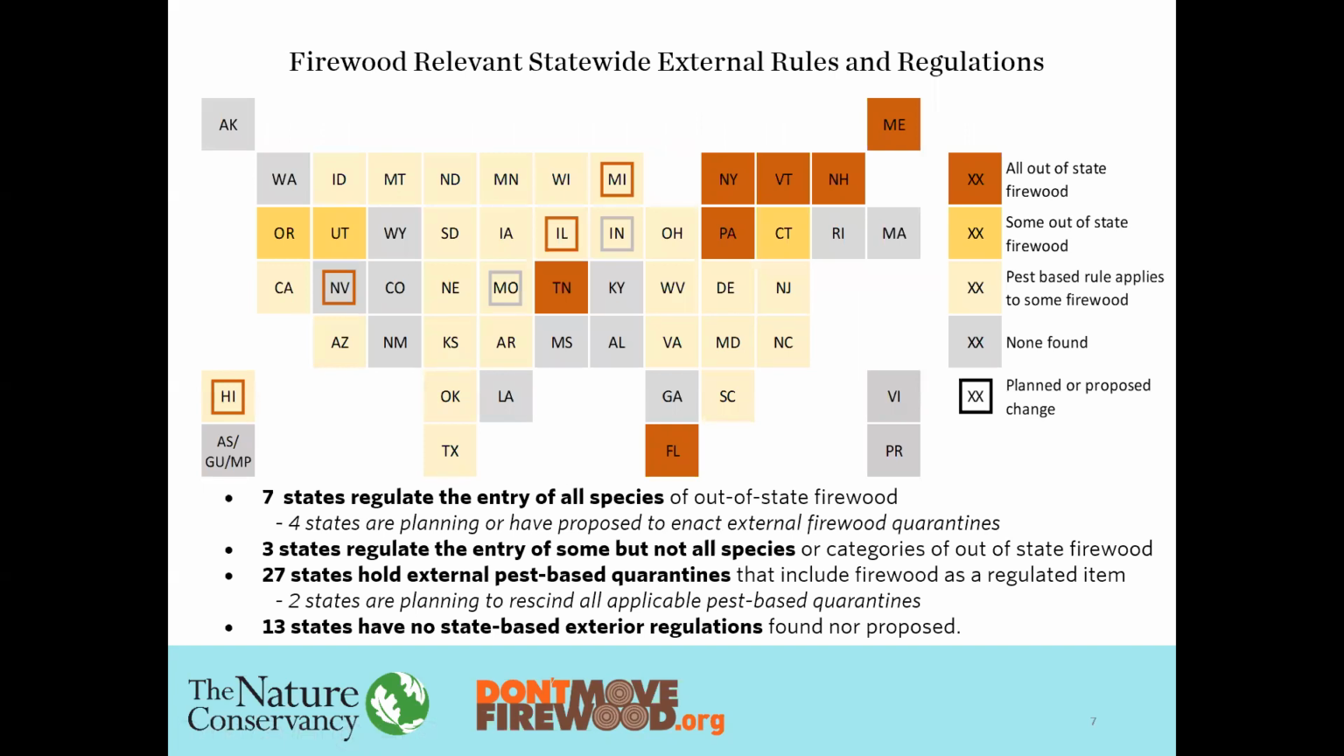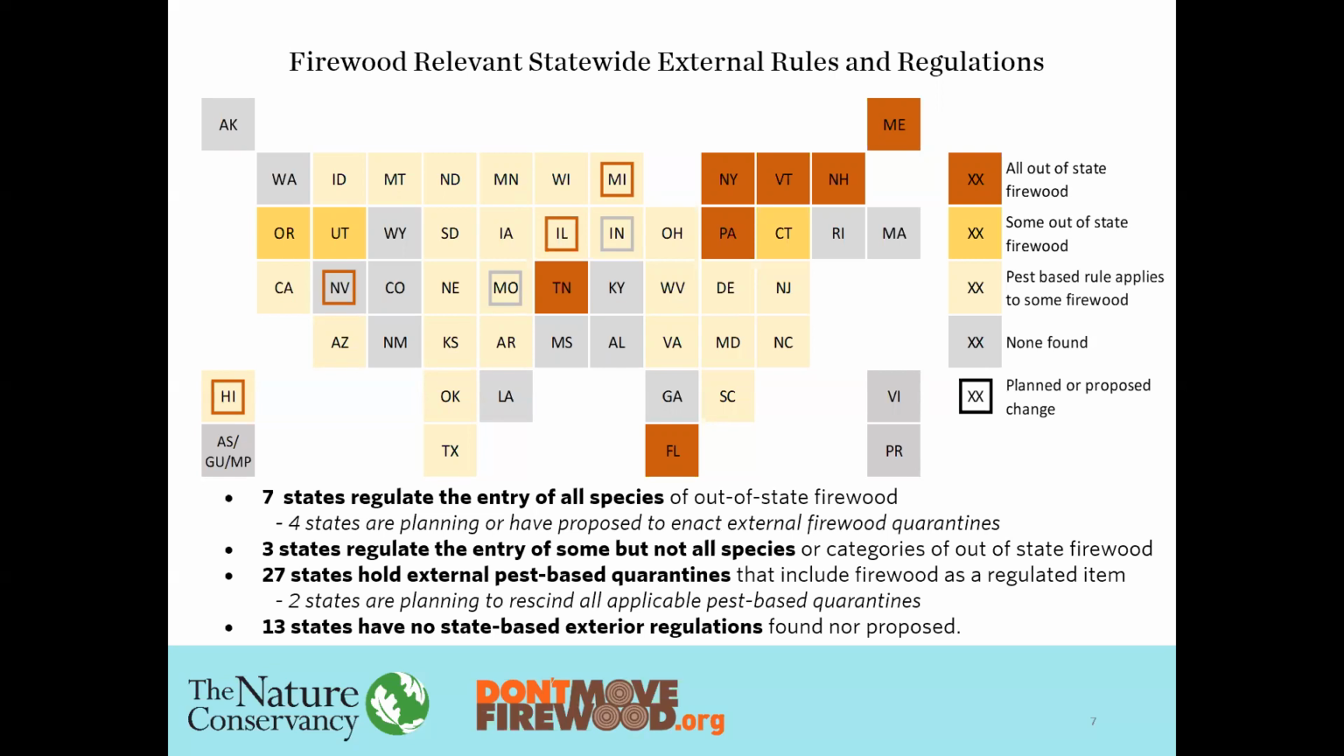There we go. So across the United States, in the new report that just came out yesterday, we attempted to visualize the data of the tremendous variation of firewood-relevant statewide external rules and regulations that pertain to firewood. And this particular map shows you exactly how non-consistent across geographies state-based external rules and regulations are. So I'll take you through it real quick.